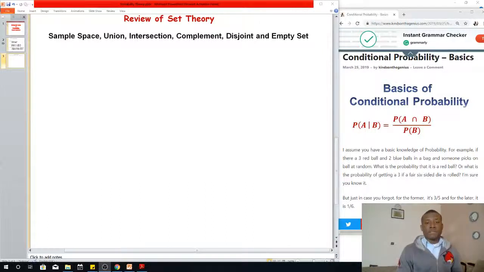As I mentioned in the previous class, probability and set theory are very much related. In fact, to understand probability theory very well, you need a good understanding of set theory. That is why I'm taking my time to make sure that you understand set theory before I go into the basics of probability theory, where we are going to start with conditional probability.